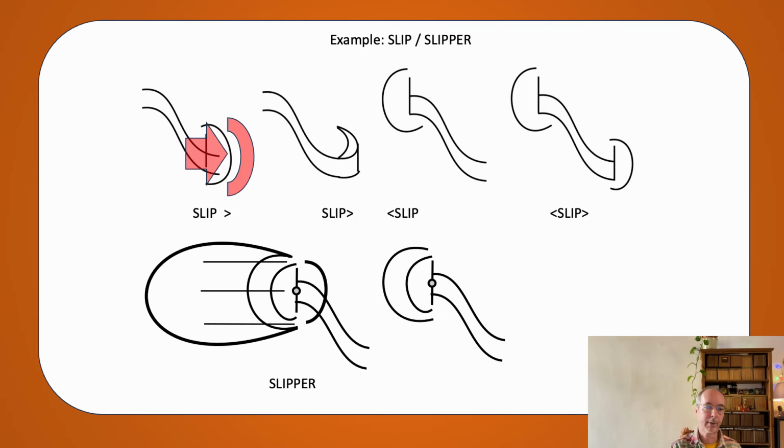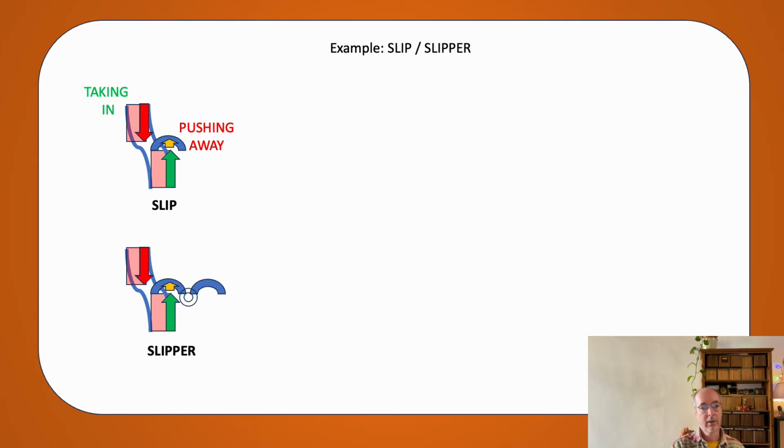Slip or slipper. For slip, I have different versions that I designed here at the top. I have 4 versions, and slipper I have there as well. The E and the P come out, so it is expressed there. Let's analyze it a bit further. There are 2 options. You have a part with the E, which is taking in, and the end with the P, which will be pushed away again.